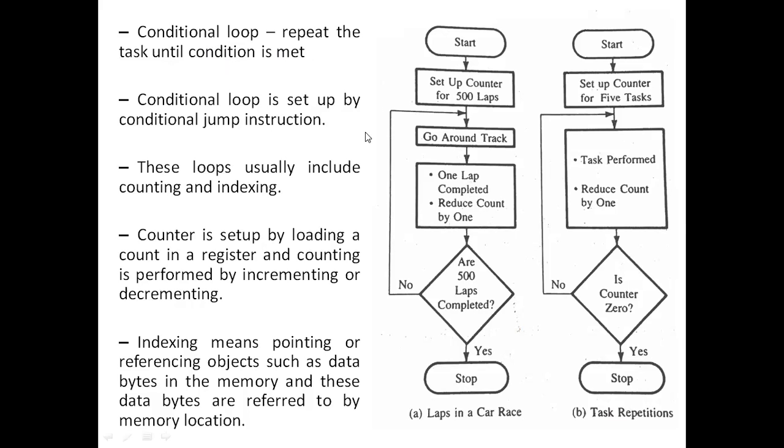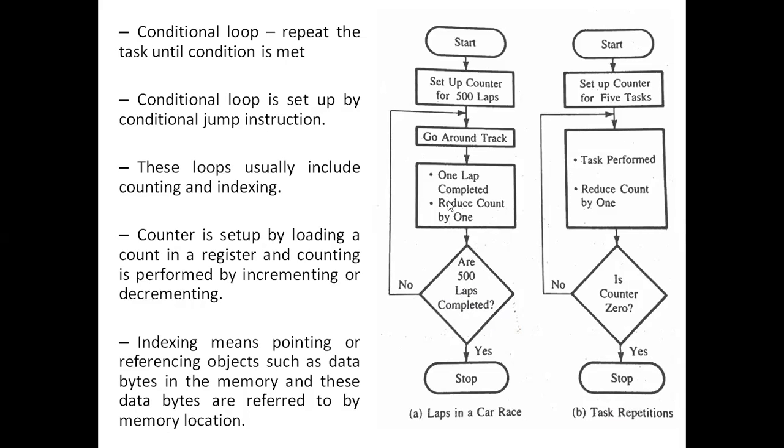we are going to start a process, and then we are going to set up a counter for 500 laps. Go around the track, 1 lap completed, reduce the count by 1, because we have a counter for 500 laps. We are going to go around the track. 1 lap is completed, reduce the count, and then we are going to check whether the 500 laps have been completed or not. If it is not over, we are going to repeat the task, go back again, complete the second lap, reduce the count by 1, and again check whether the count has finished or not.